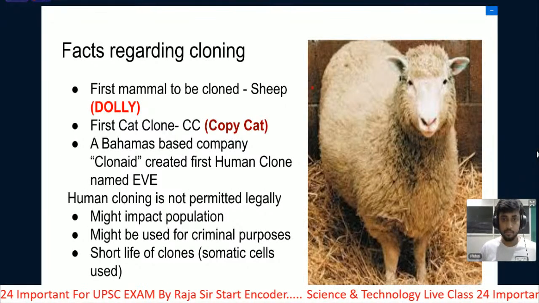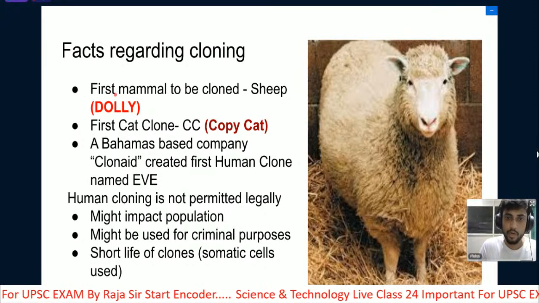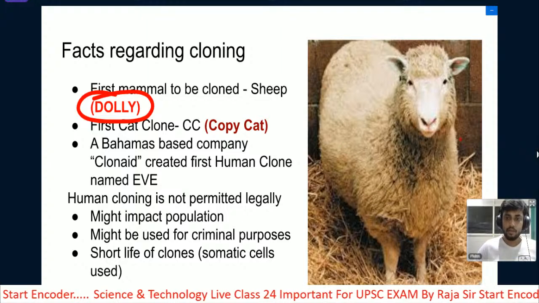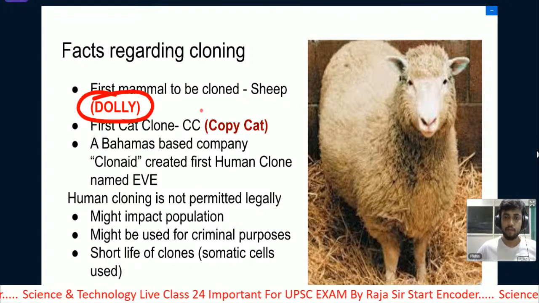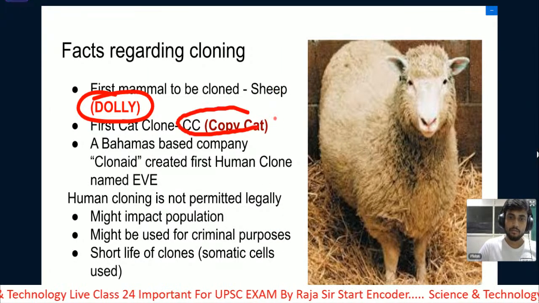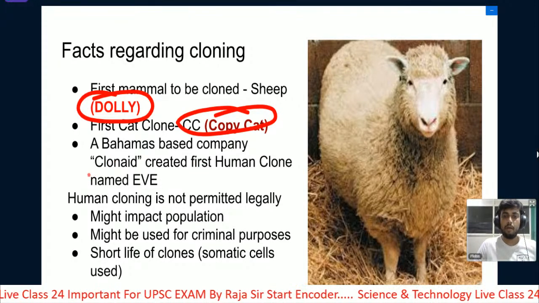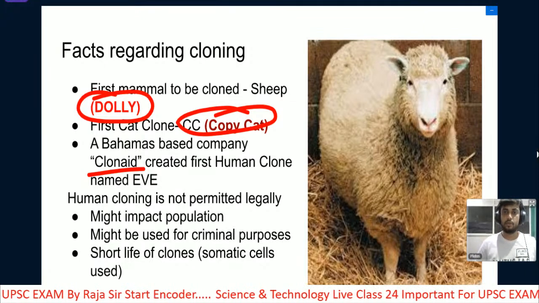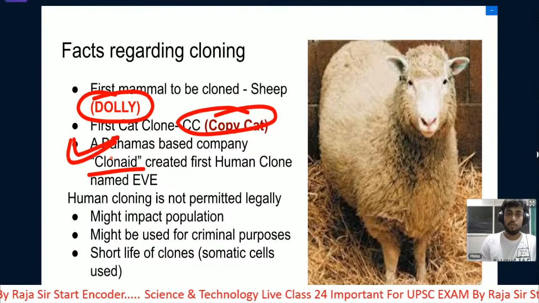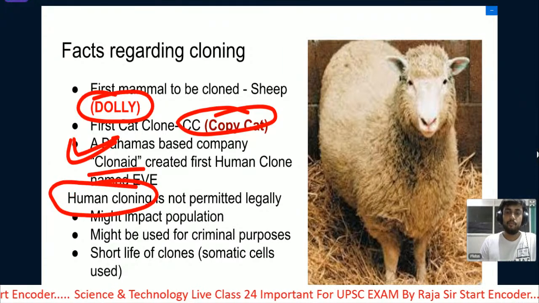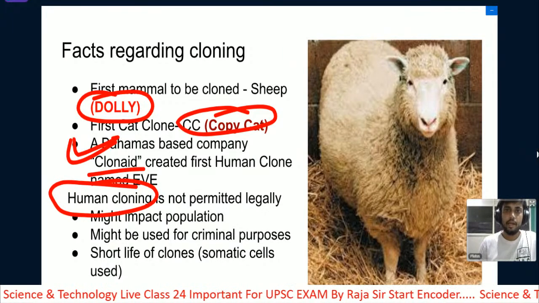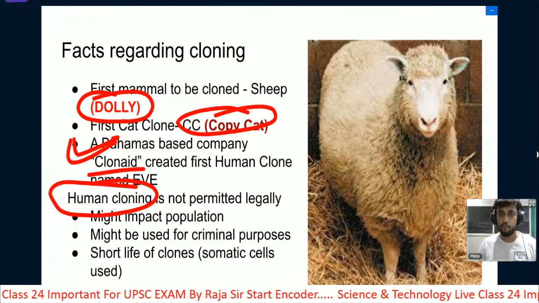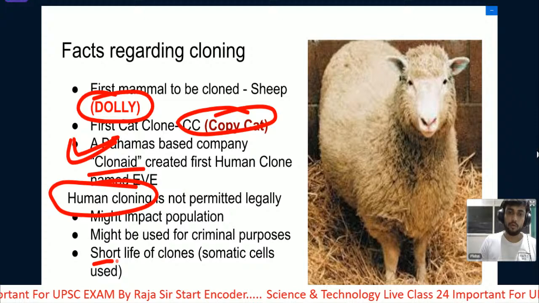The first mammal to be cloned was a sheep, and the name of that sheep was Dolly. The first cat that was cloned was named Copycat. A Bahamas-based company, Clonaid, claimed that they created the first human clone. Cloning is not legally permitted, and it might even impact the population. It can be used for criminal activities, and the life of the clones is short.